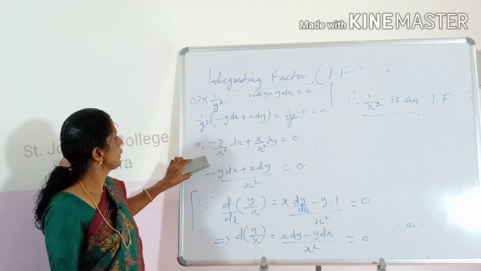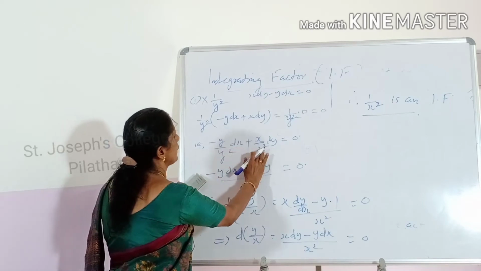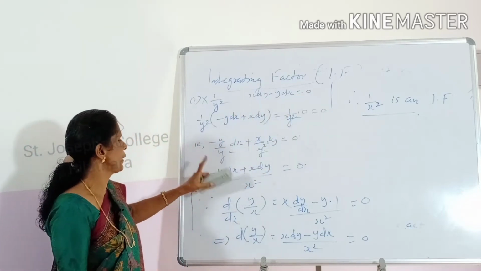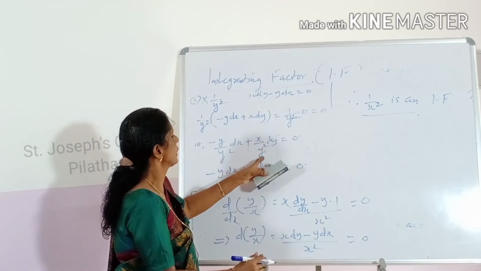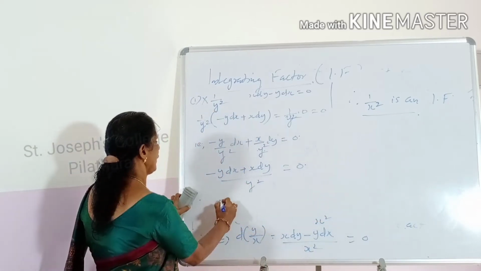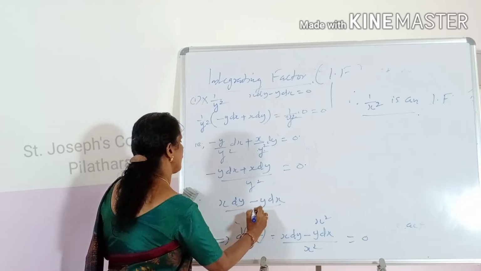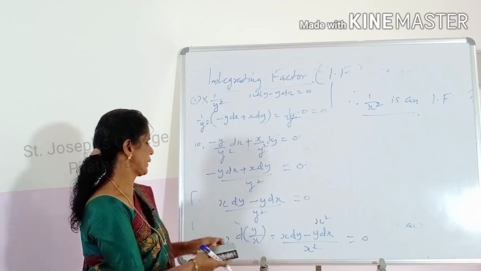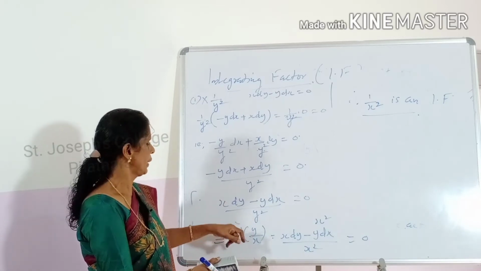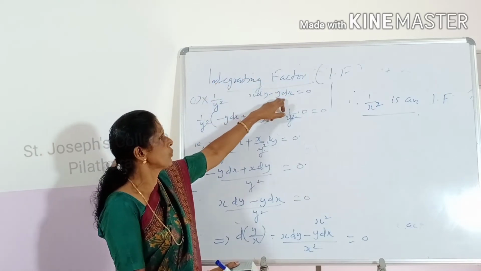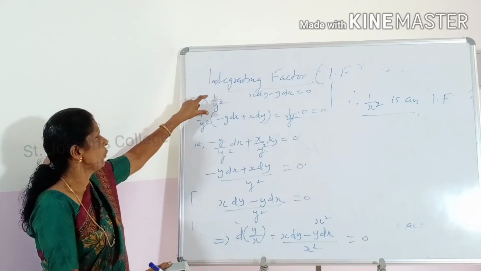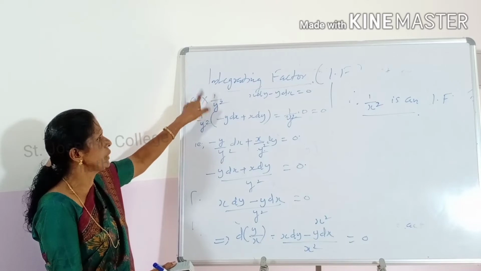that is, minus y by y square dx plus x by y square dy equal to anything into 0, equal to 0. Therefore minus y dx plus x dy by y square equal to 0, or x dy minus y dx by y square equal to 0, same as d of y by x equal to 0. That becomes a perfect differential, so that the given equation x dy minus y dx becomes an exact differential equation. Hence, 1 by y square is also an integrating factor of the given differential equation.